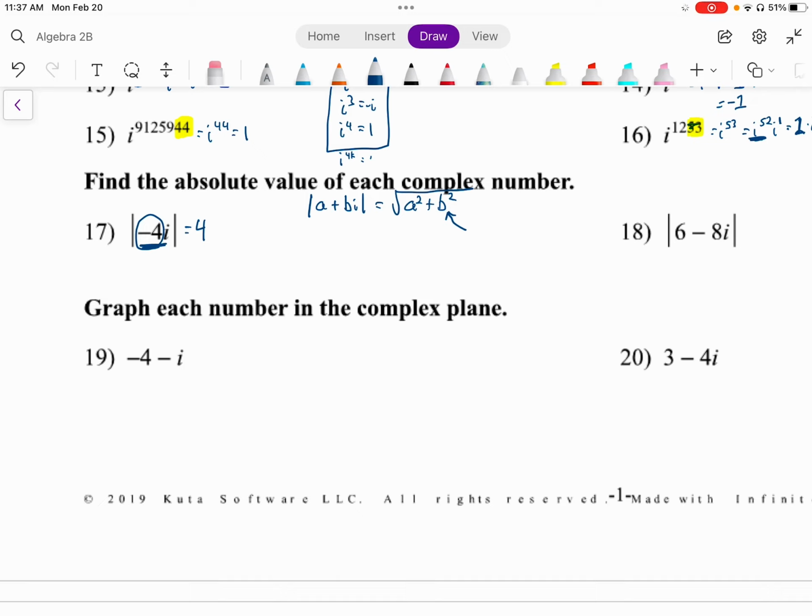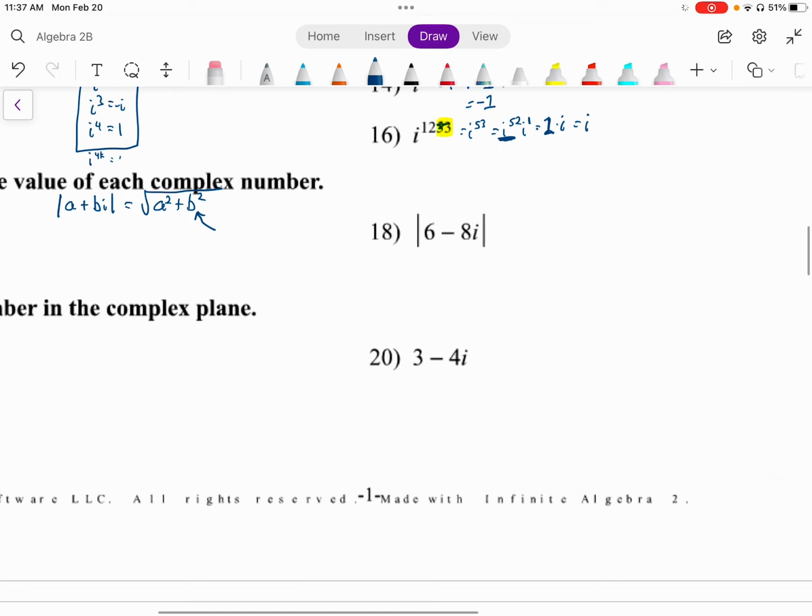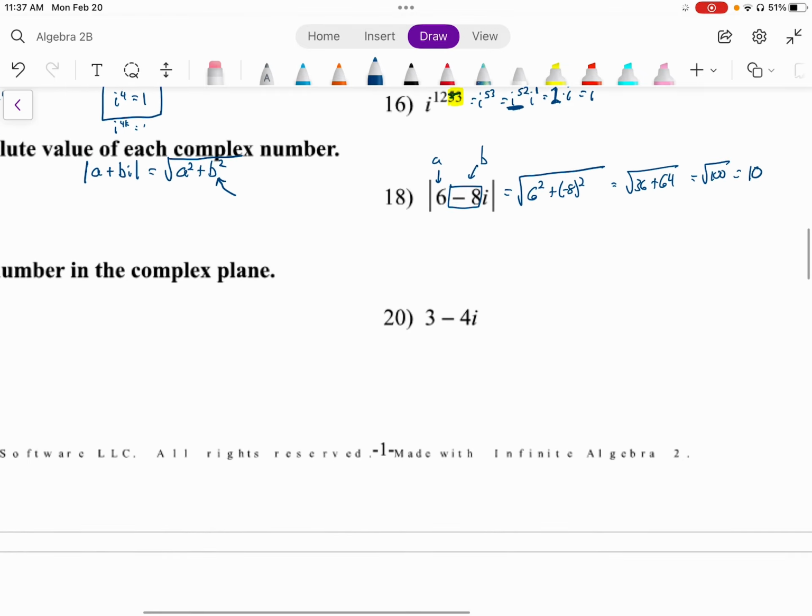On number 18, we will use this formula. So this a is 6 and b is negative 8. So we can do the square root of 6 squared plus negative 8 squared. Please remember that a negative squared is actually a positive. So this is the square root of 100, which we know is 10. So the absolute value for number 18 is 10.